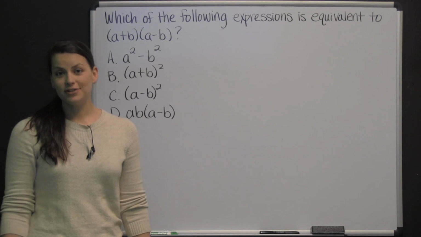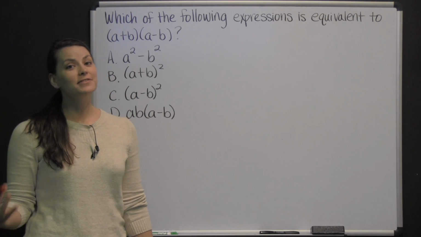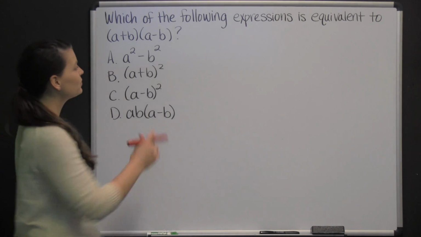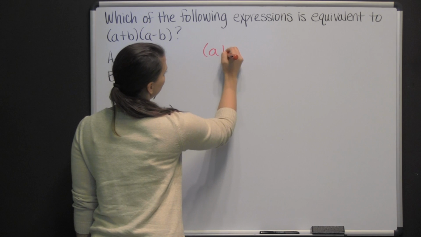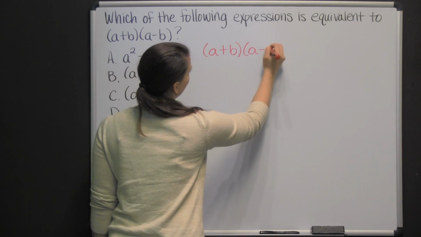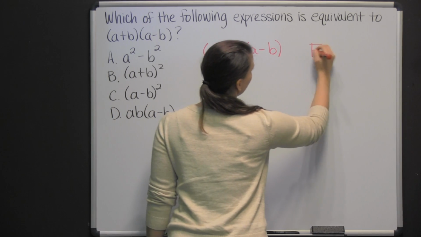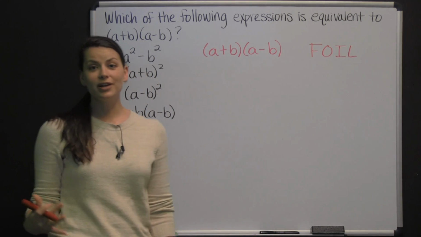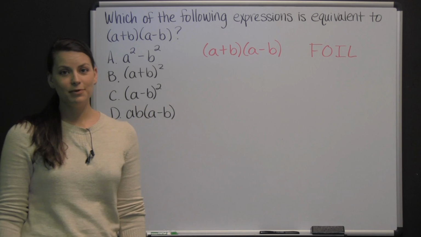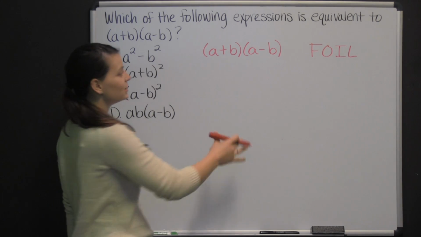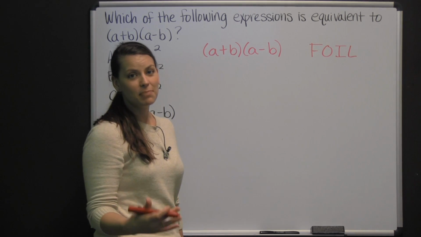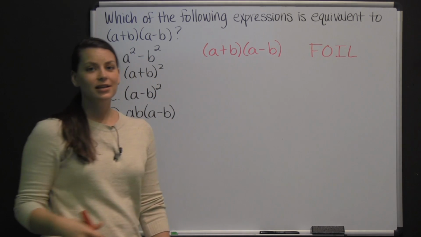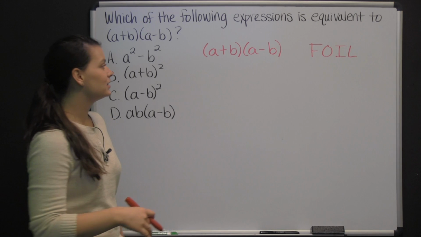This is actually the difference of squares rule. But you don't have to memorize the difference of squares rule as long as you know how to FOIL. Let's work on FOILing A plus B times the quantity A minus B. FOILing is just a method used to remember or to keep you organized when multiplying a binomial times a binomial. And that's what these are. Bi, the prefix of binomial, just means 2. So it's 2 terms times 2 terms. That's what a binomial times a binomial means.